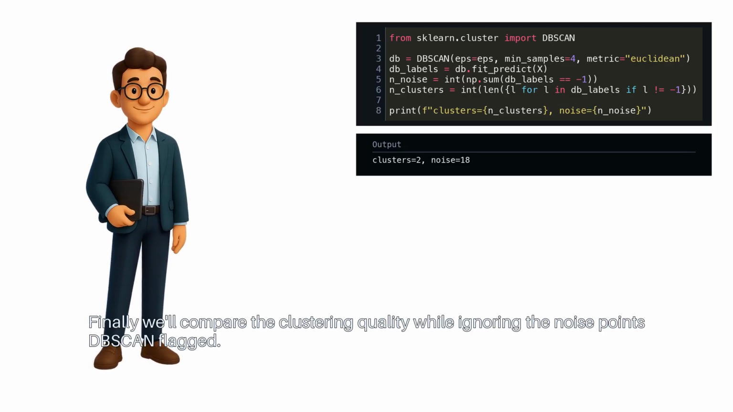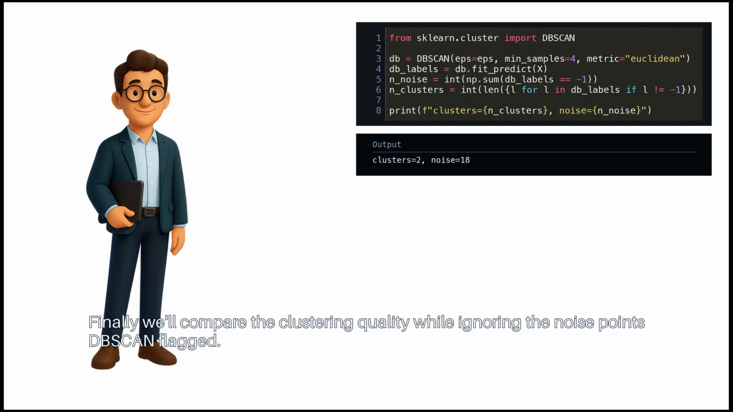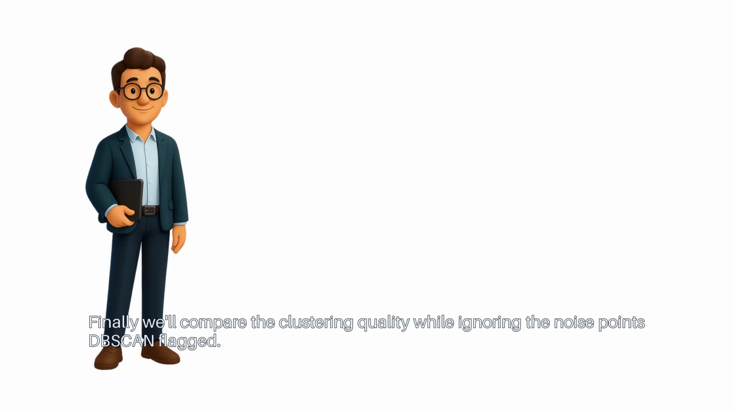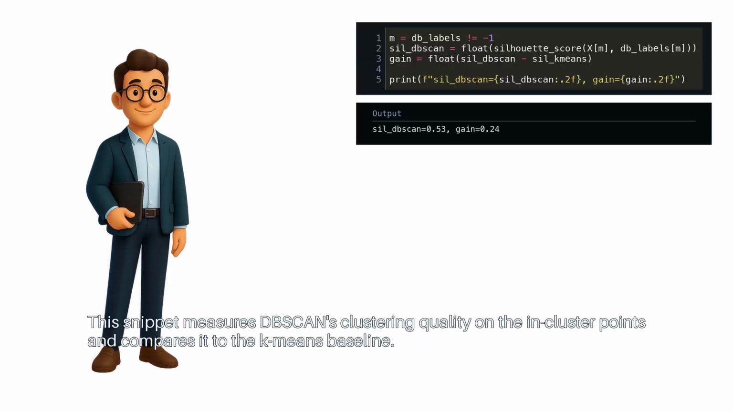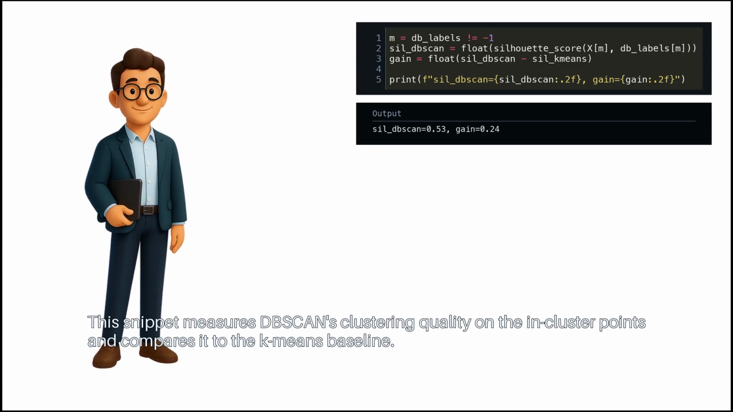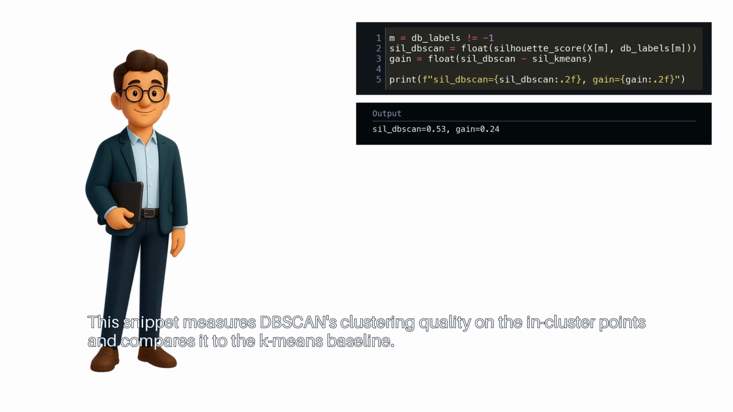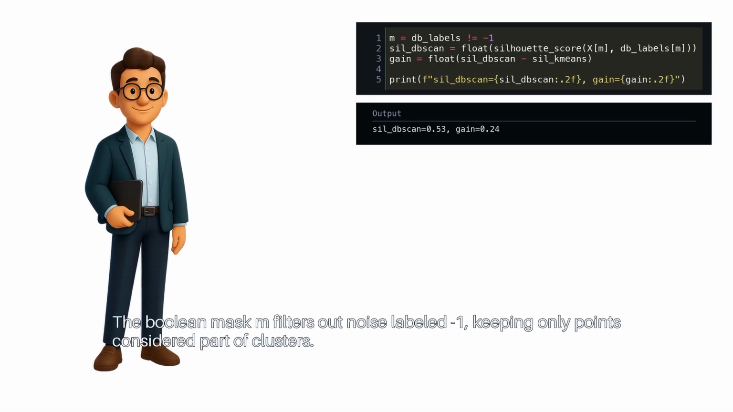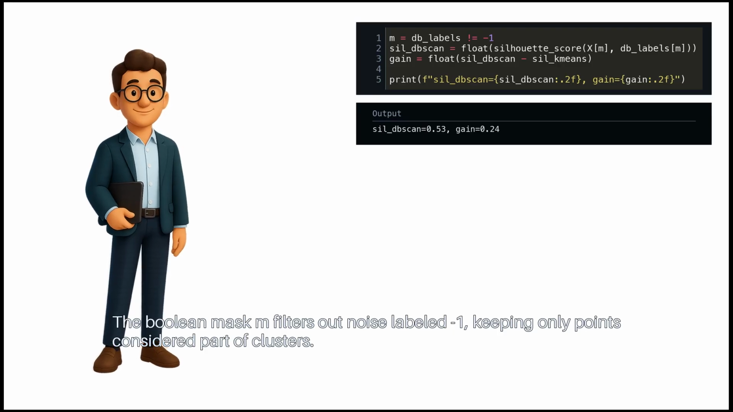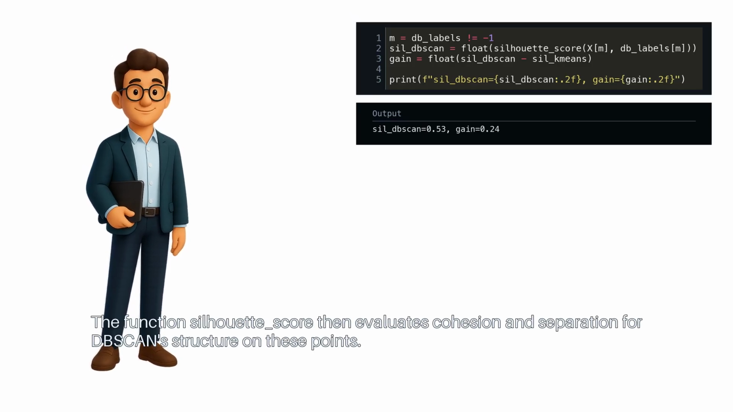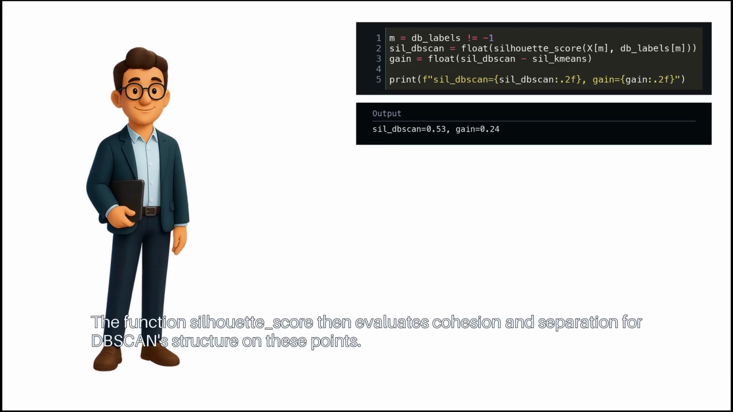Finally, we'll compare the clustering quality while ignoring the noise points DBSCAN flagged. This snippet measures DBSCAN's clustering quality on the in-cluster points and compares it to the KMeans baseline. The Boolean mask m filters out noise labeled -1, keeping only points considered part of clusters. The function silhouette_score then evaluates cohesion and separation for DBSCAN structure on these points.